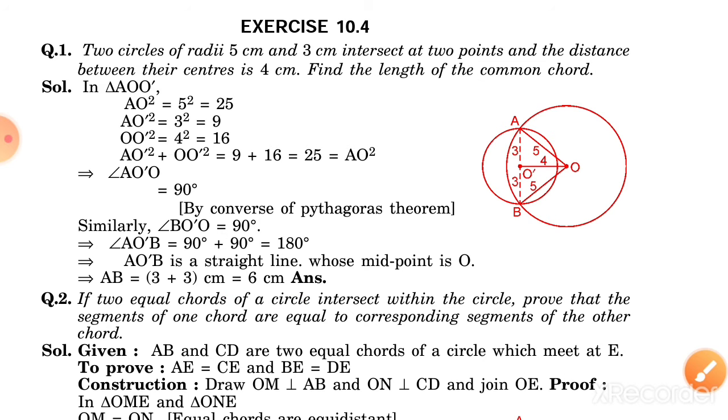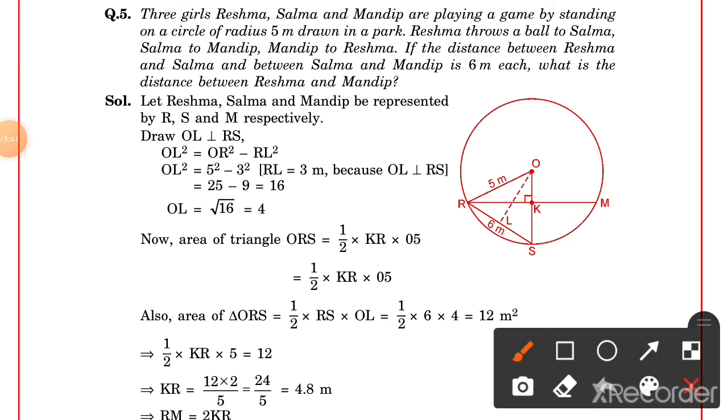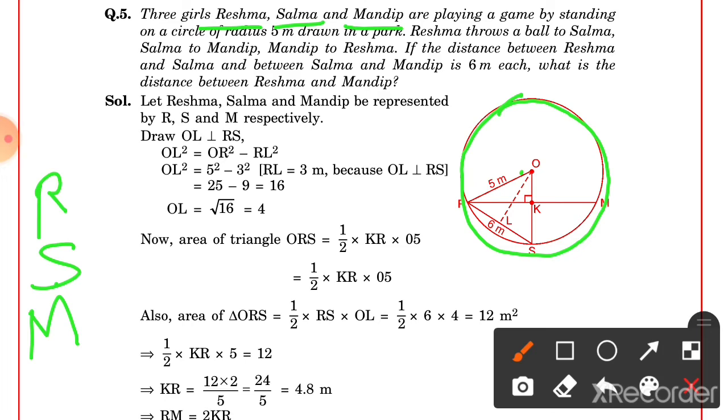Now move on to question number 5. Read the question. 3 girls, Reshma, Salma, Mandip, are playing a game by standing on a circle. So let's draw the diagram like this. Take a center O and draw a circle like this. Correct? Now take R for Reshma, S for Salma, and M for Mandip, who are playing a game by standing on a circle of radius 5 centimeter. So the radius is 5 centimeter.